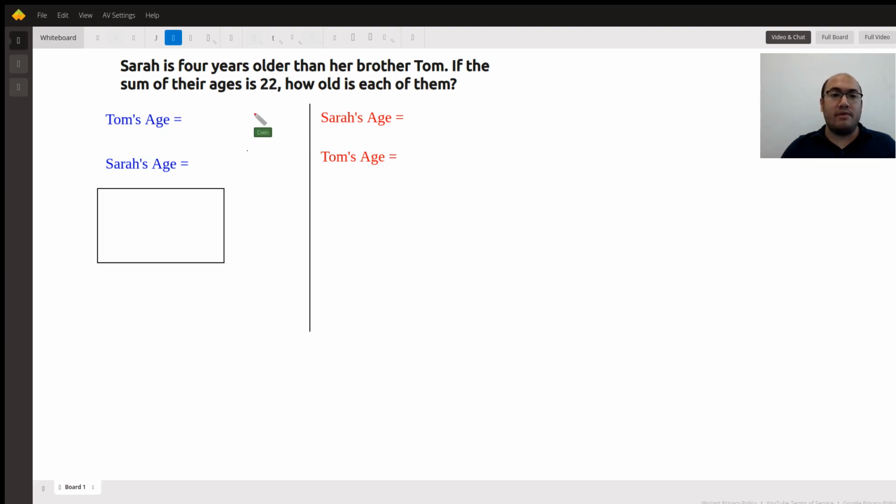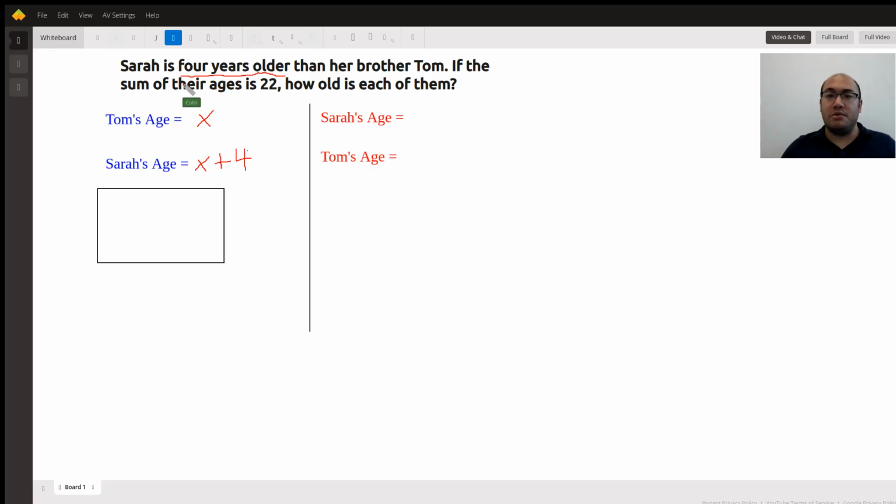So to start, I need to come up with something to represent Tom's age, something to represent Sarah's age as well. Now, I don't know Tom's age yet, so I'm going to use this variable x. And even though I don't know Sarah's age either, the problem tells me that Sarah is 4 years older than Tom. So if Tom's age is x, I can just add 4 to that amount, so x plus 4, and that should get me to Sarah's age.